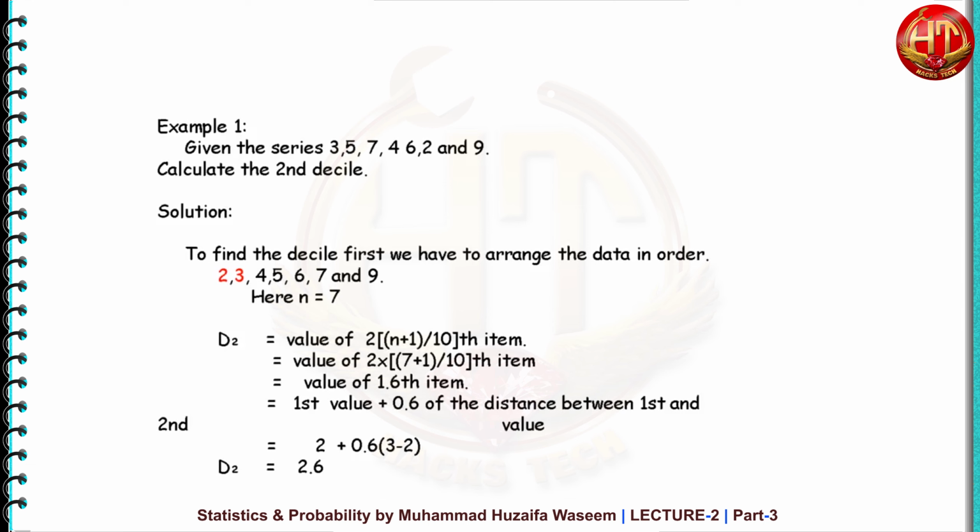So the first value plus 0.6 multiplied by (second value minus first value) in the given series. Student, what I am saying is: first value plus 0.6 multiplied by (second value minus first value). So what is your first value and your second value in the given series? Your first value is 2 and the second value is 3. Then put the values in the given formula. So your answer is 2.6. This is your answer for the second decile, 2.6.